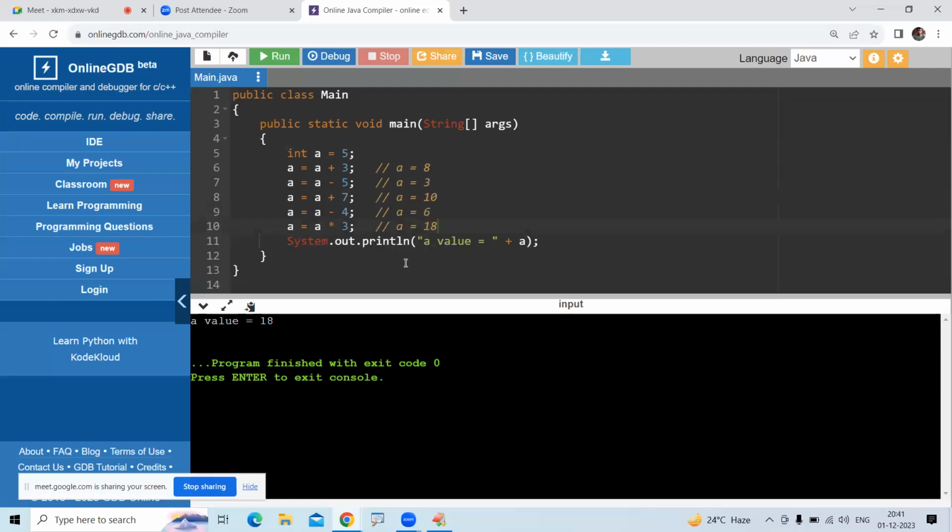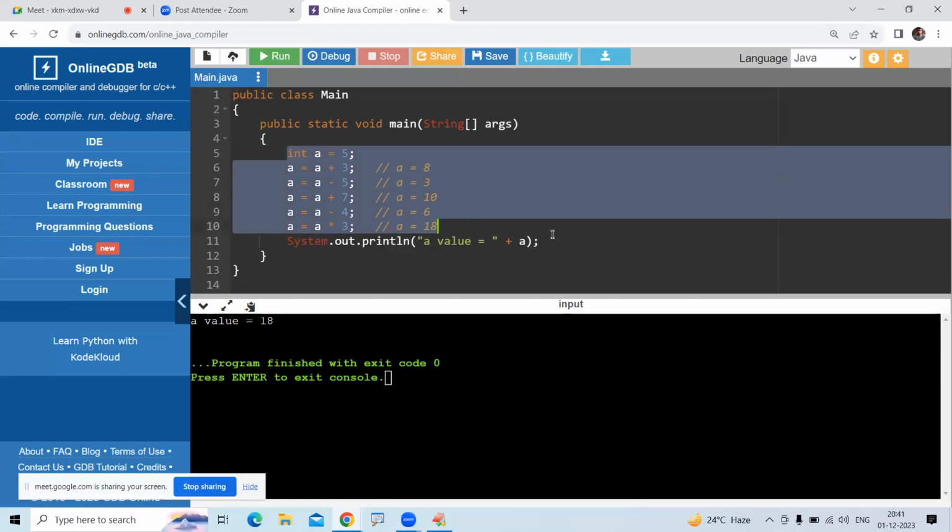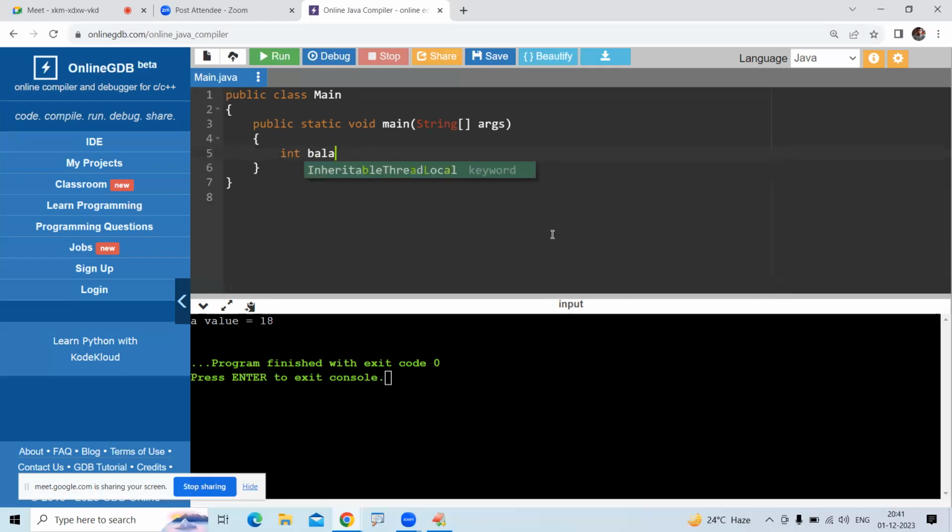See what I'm trying to explain. The values in variables will always change, like our age: every day age will change. Balance in an account: every day the balance will change. Suppose here I'm taking the balance in my account as 5,000 rupees.